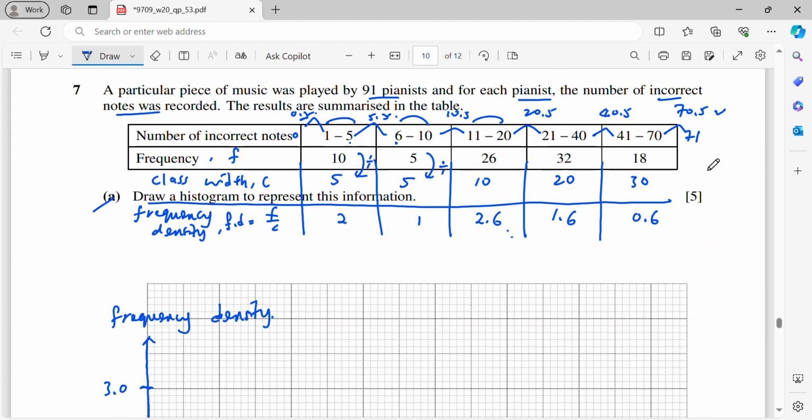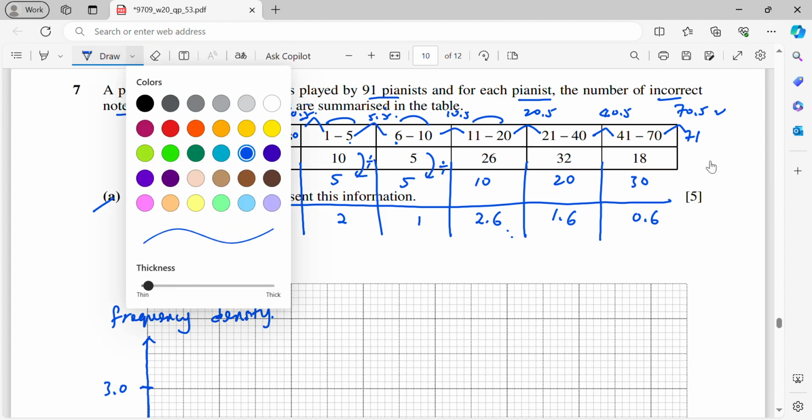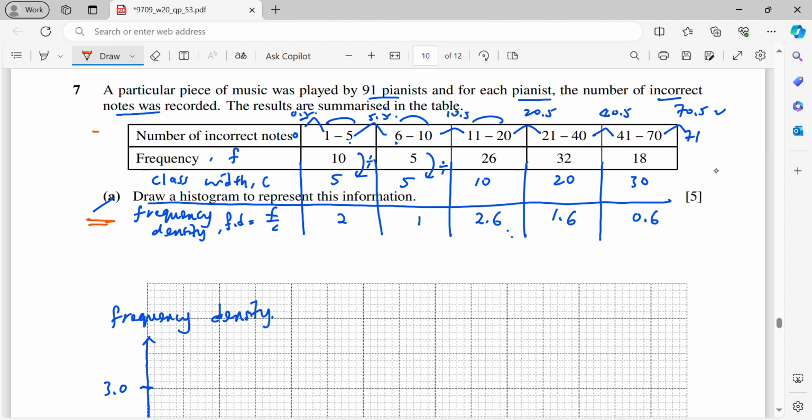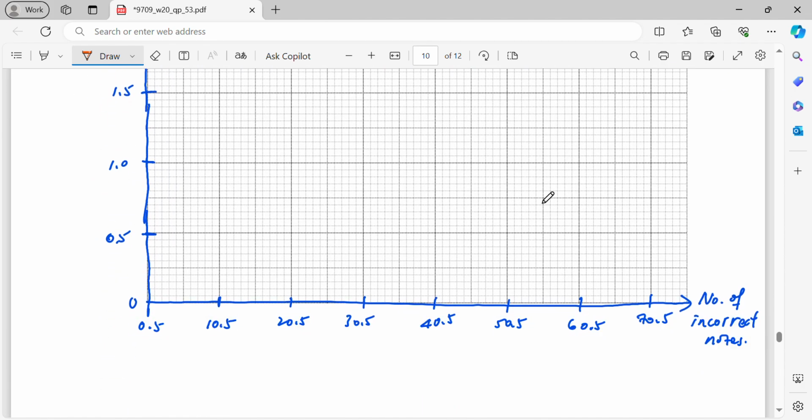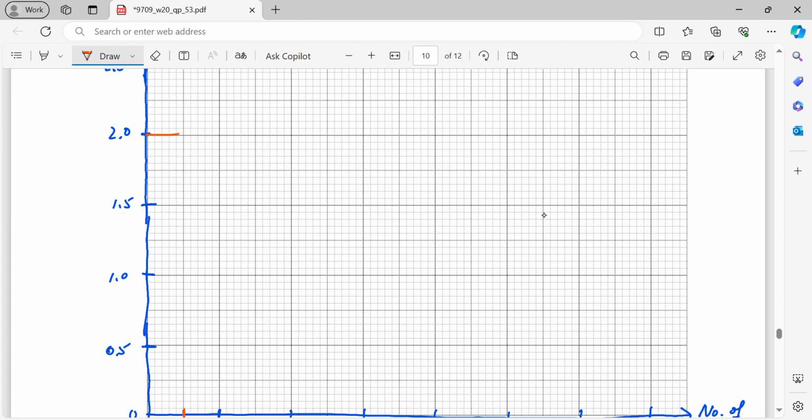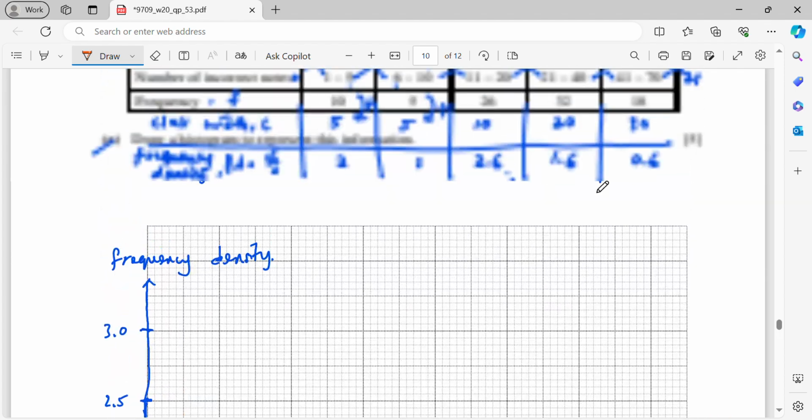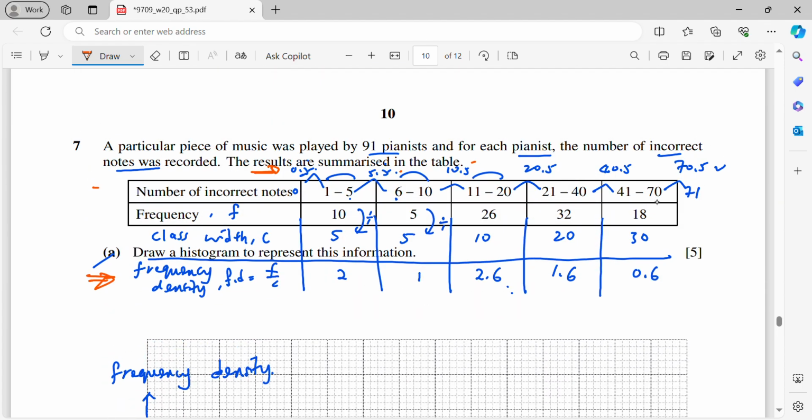Okay, so now we need to mark from 0.5 to 5.5. Look at this together with the boundaries that I've counted just now. So 0.5 to 5.5, the height is 2. 5.5 is here, is 2. And then the next one is 5.5 to 10.5, which is 1.